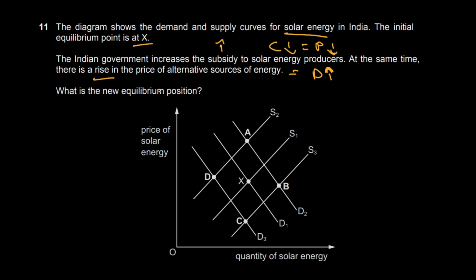Anyways, what is the new equilibrium position? First of all, we were at X. With a decrease in cost and a decrease in our price, our supply would shift to the right from S1 to S2. Hence, we move on to this point, and then our demand increased as well because our substitute products' prices increased. So we'll move on from D1 to D2, and we'll reach B. So the answer is B.